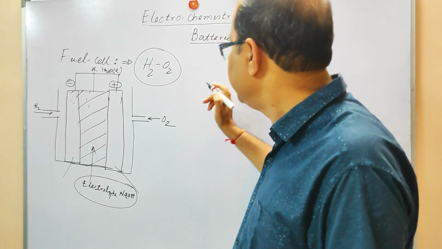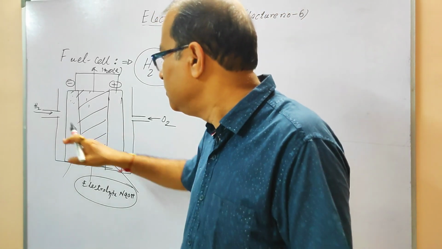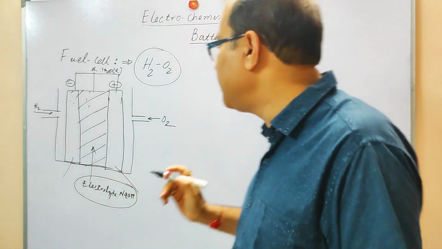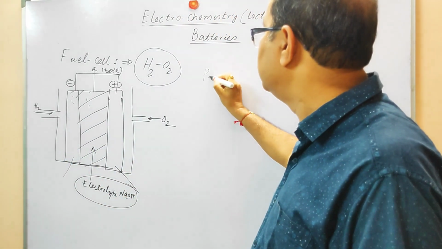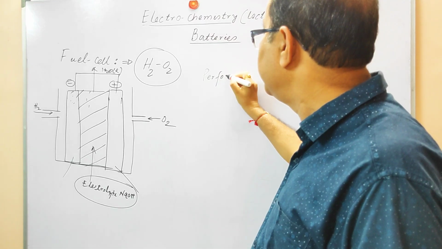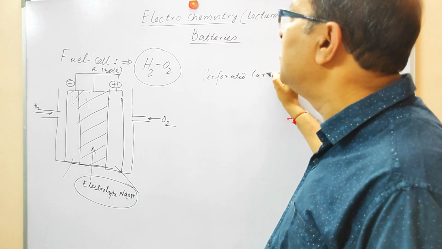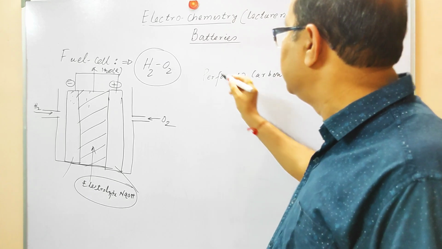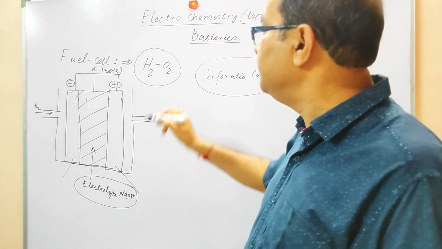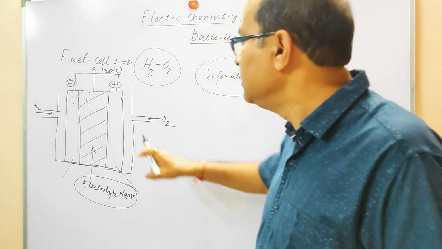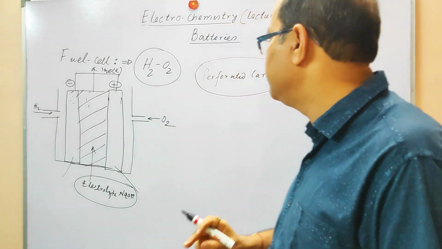Here there are two rods put, that is basically the perforated carbon. Perforated carbon is basically the two electrodes, that is the cathode and the anode.